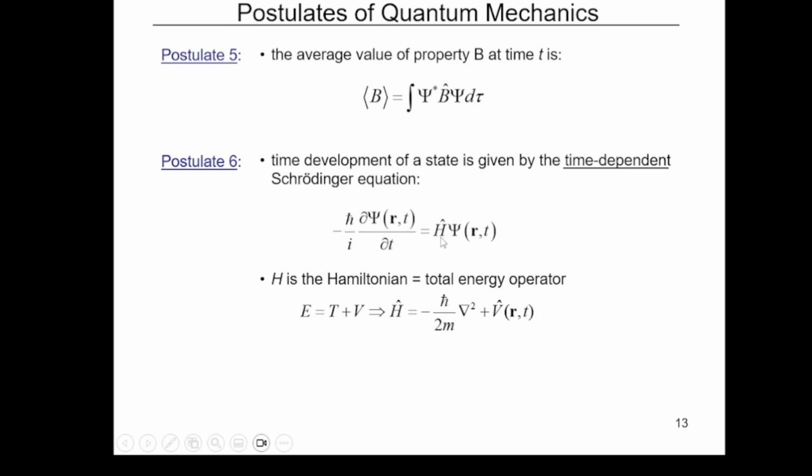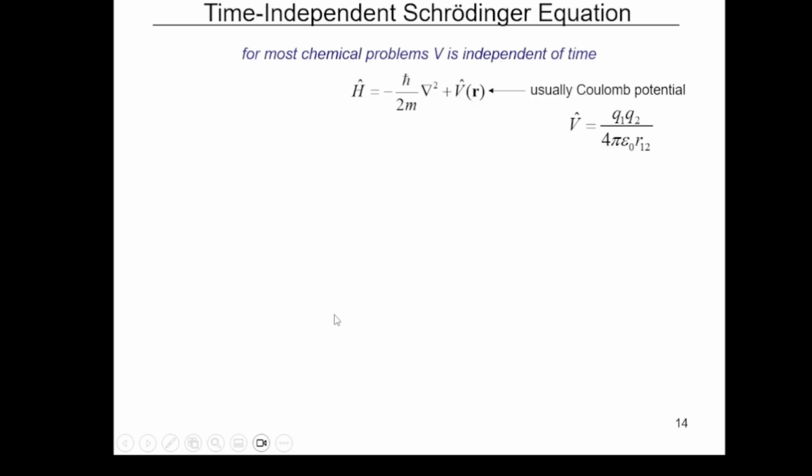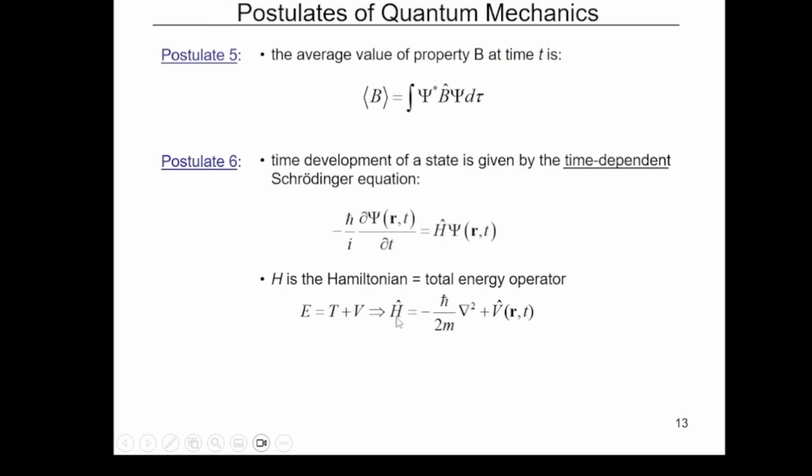This H is the Hamiltonian. That gives the total energy operator. Hamiltonian is a total energy operator. So energy is equal to kinetic plus potential energy. So the operator is equal to the kinetic energy part that we have seen in one of the previous slides and the potential energy part that we have seen in the case of the potential energy surface diagram. So kinetic energy part plus potential energy part, in total, gives you the Hamiltonian operator.